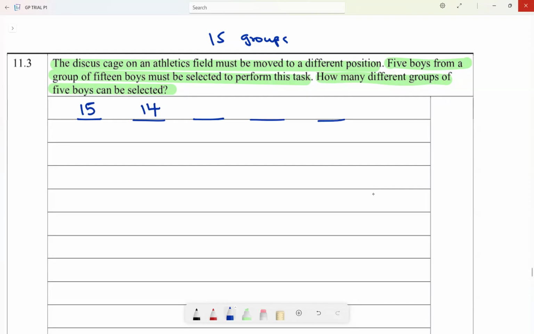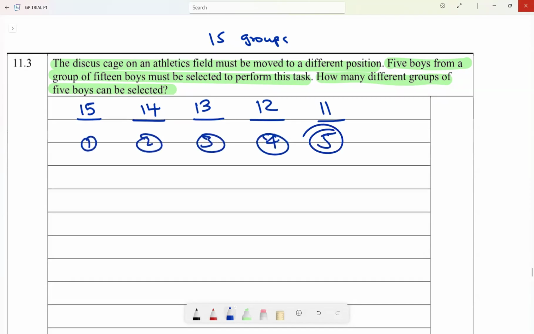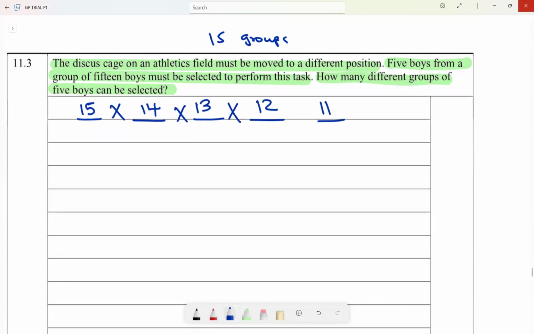And then I remove that group that I have taken from, and I'm now left with 13 groups to choose from. Then I remove the group, I'm left with 12 groups, and then I'm now left with 11 groups. Okay, so this forms the first boy, the second boy, the third boy, the fourth boy, and now the fifth boy. So the number of ways of choosing those boys is 15 times 14 times 13 times 12 times 11, which is now 360, 360.